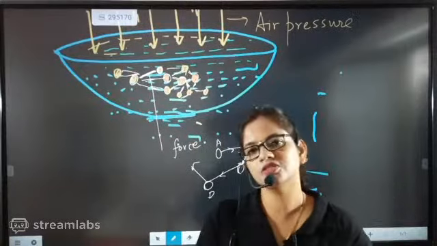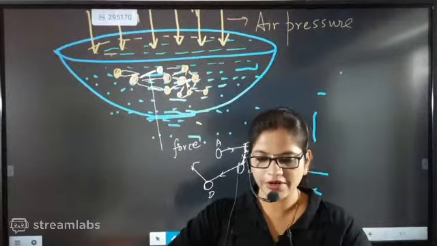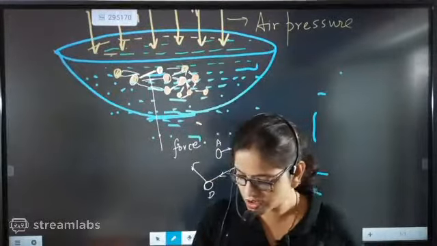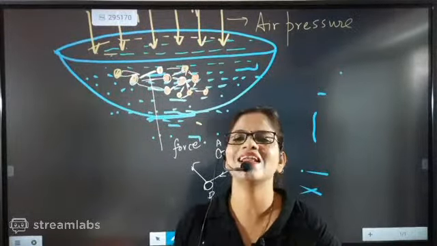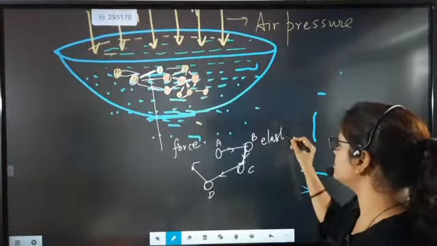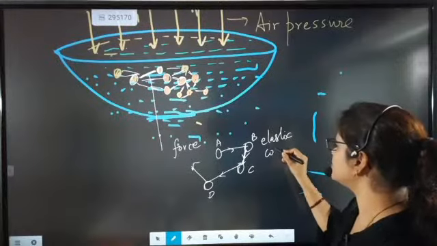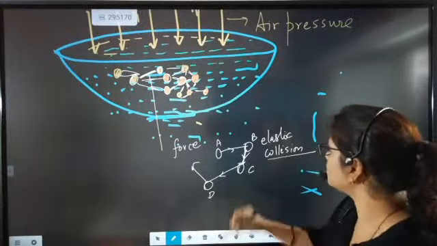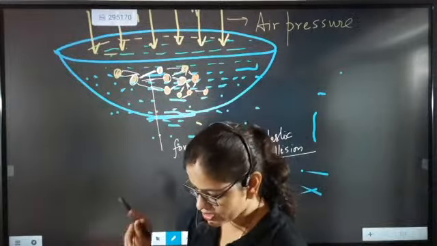But you understand this point, beta, that the particles will continuously collide, hit, go, collide. So this collision is completely elastic collision. Elastic collision means, this type of collision is a completely elastic collision, beta.